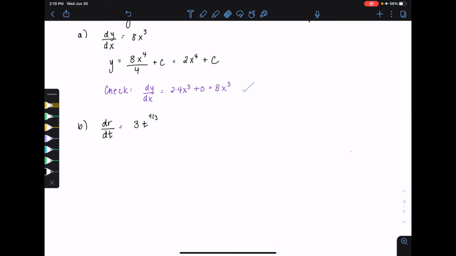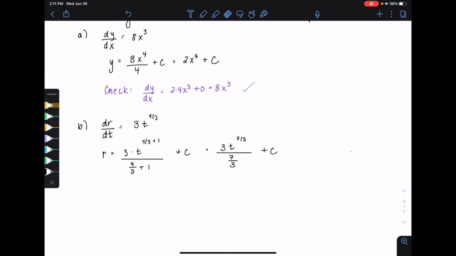We've got dr dt is 3t to the 4 over 3. Same process again. I'm going to keep that 3 as is. I'm going to take that power and bump it up by 1 because I lose 1 in the derivative. And based on what we did from the last example, we have to divide by the new power and then add on our plus c. So if you do 4/3 plus 1, it's 7 over 3. So this is equal to 3t to the 7 over 3 divided by 7 over 3 plus c.